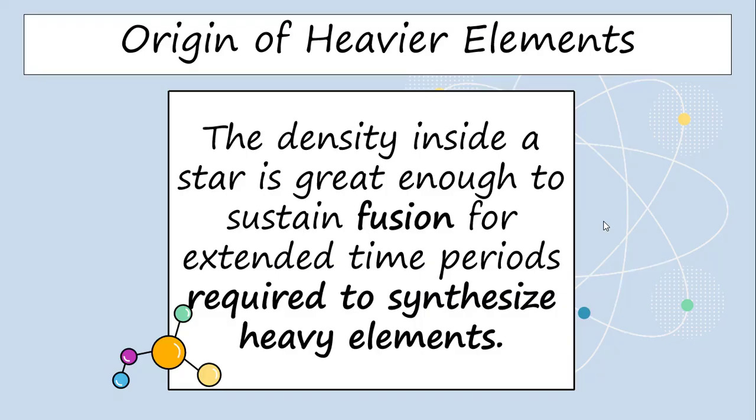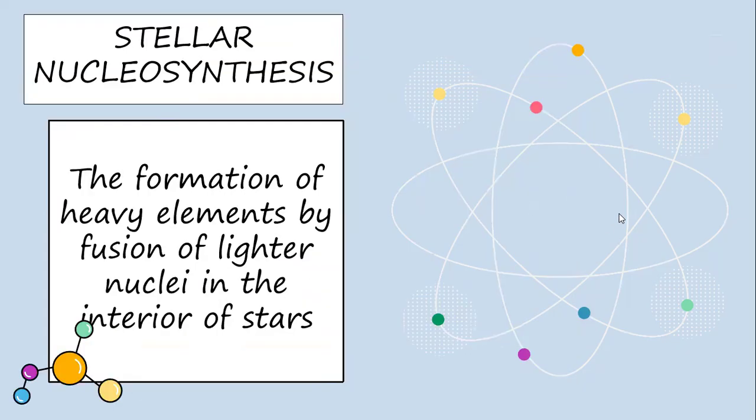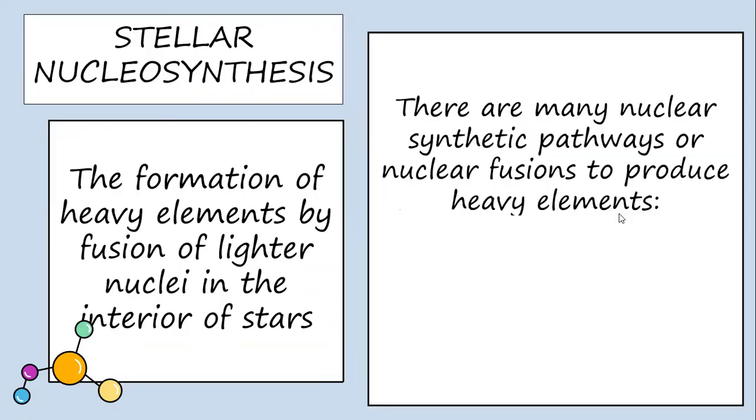Good day, everyone. For this video, we'll continue with the origin of heavier elements in the universe. The density inside the star is great enough to sustain fusion for the extended time periods required to synthesize heavy elements other than beryllium, lithium, helium, and hydrogen, which we've learned earlier. The process where heavy elements are formed is called stellar nucleosynthesis, the formation of heavy elements by fusion of lighter nuclei in the interior of stars.